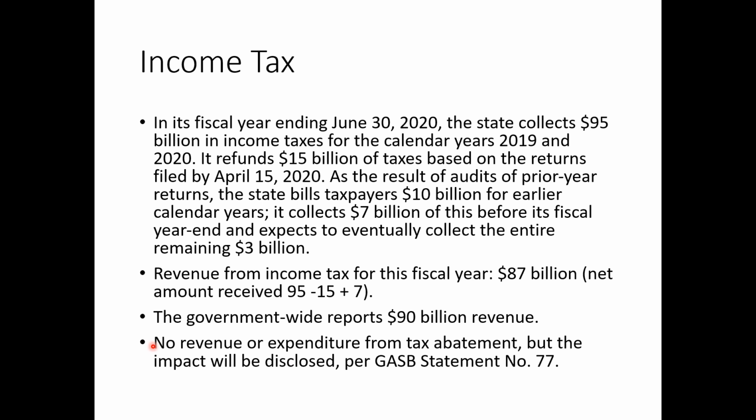And sometimes the government will sign a contract with specific taxpayers for tax abatement. In other words, they're going to pay a little bit lower taxes. In this case, it's like something you pay and they give you a refund, something like that. So for tax abatement, no revenues or expenditures will be recognized. Under GASB Statement Number 77, but the impact will be disclosed.